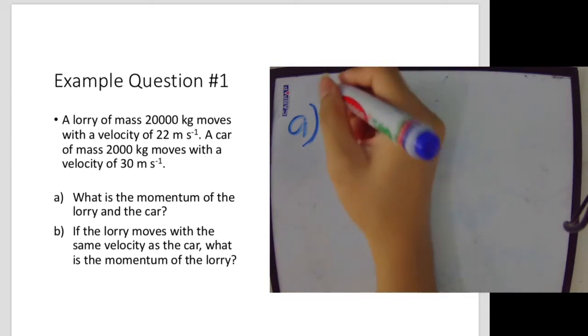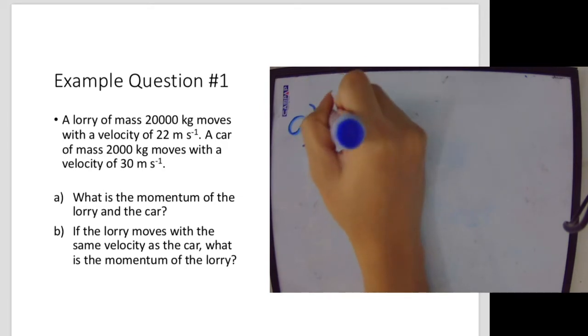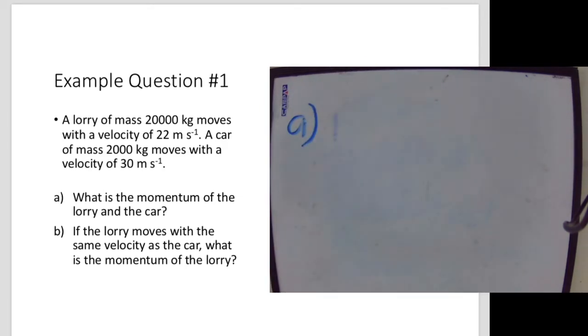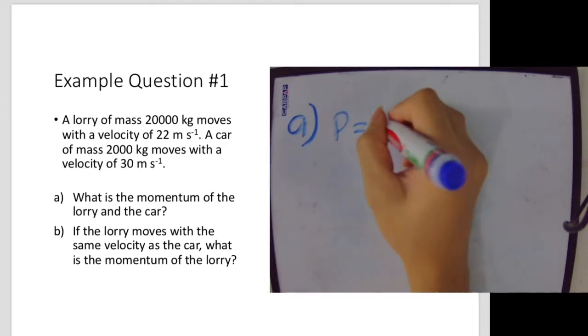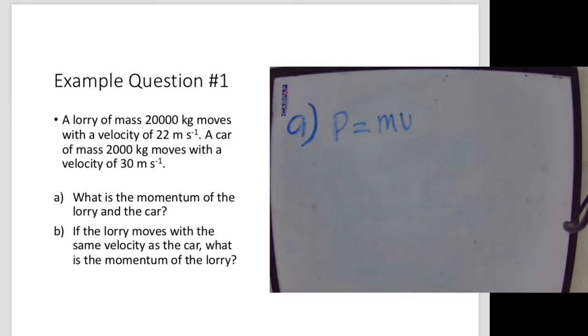So the formula is P equals mv. So you just need to find the value of m and the value of v. Okay.